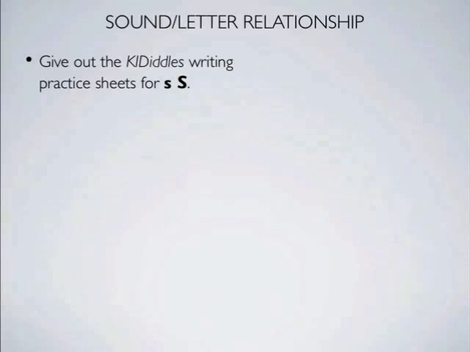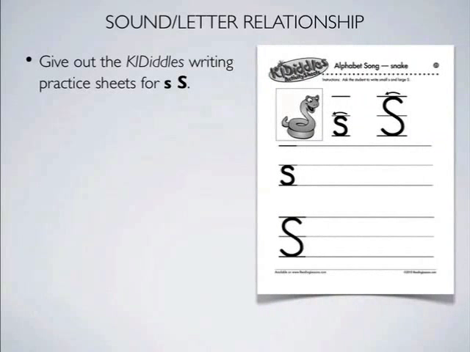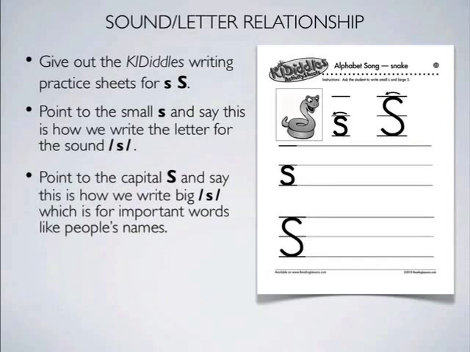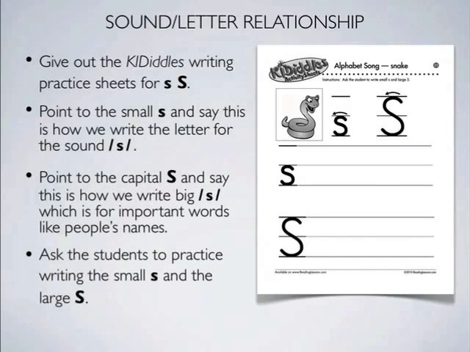Give out the Cadiddles writing practice sheets for little s and big S. Point to the small s and say, this is how we write the letter for the sound s. Point to the capital S and say, this is how we write big S, which is for important words like people's names. Ask the students to practice writing the small s and the large S.